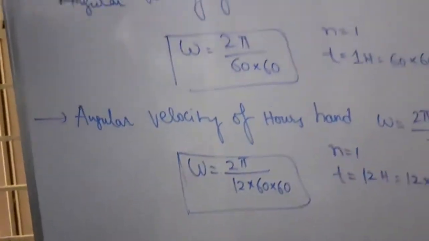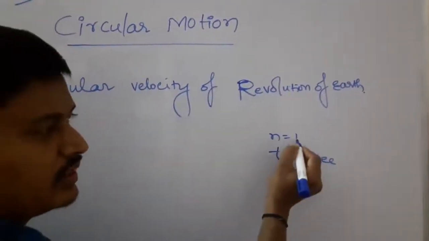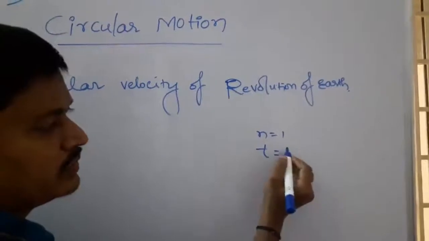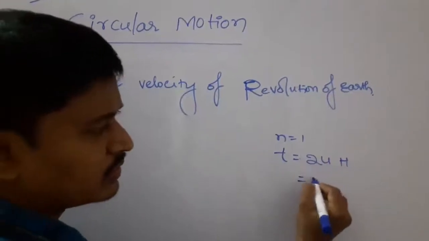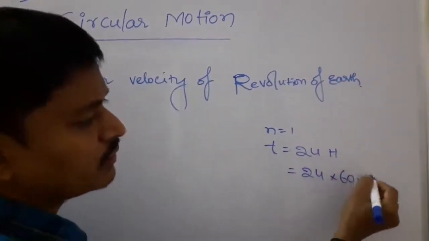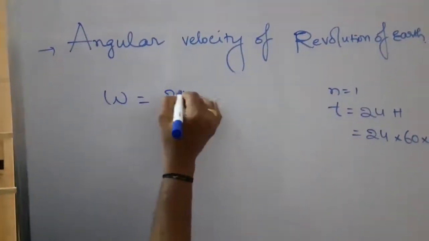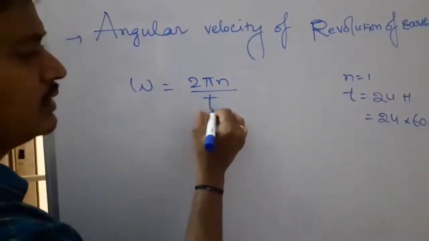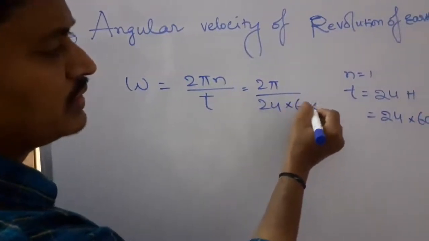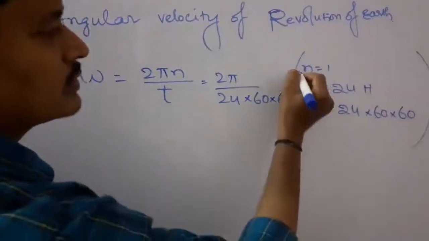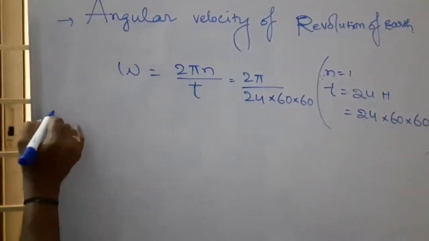Next, the angular velocity of the earth: for one revolution, n is equal to 1, and the earth takes 24 hours, which is 24 into 60 minutes into 60 seconds. Angular speed equals 2 pi into n divided by t. Therefore, 2 pi divided by 24 into 60 into 60. This is the angular velocity of the revolution of the earth about itself.